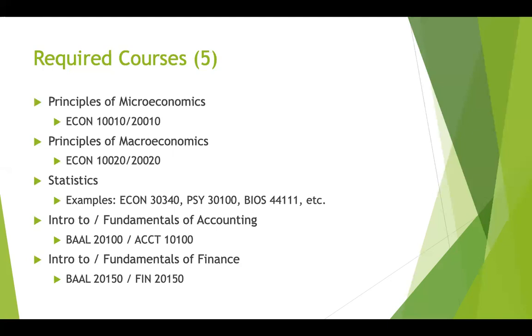There's also a stats course requirement. So some examples are Econ 30340, that's stats for Econ. That's probably the most common one. But also psych stats, biostats, amongst others, also count for the stat requirement for the minor.